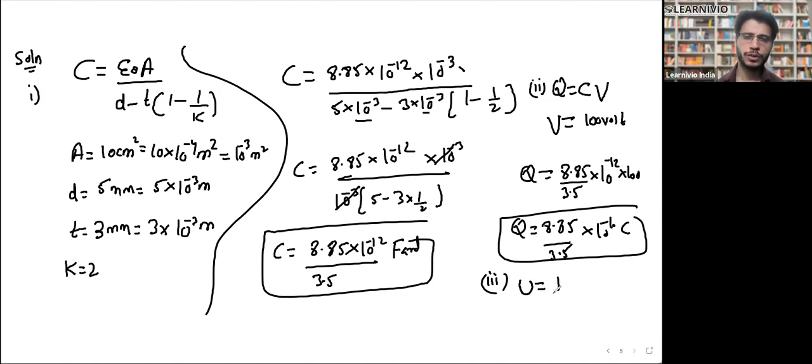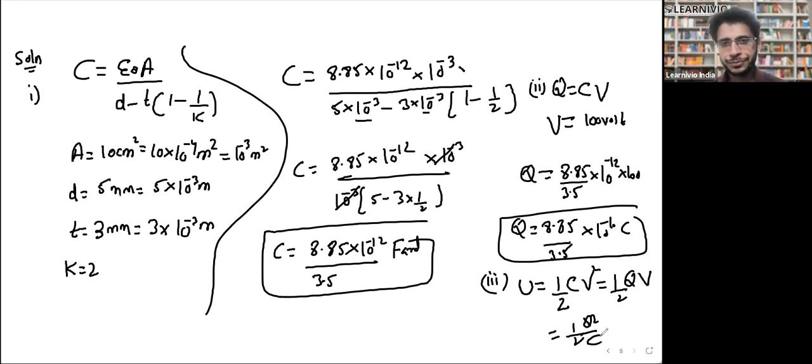Yes, we can use various formulas, like we can use half CV square, or as Abdullah said, we can use half QV, or we can use half Q square by C, whatever you prefer. This is how we calculate energy stored in a capacitor. Note it down.